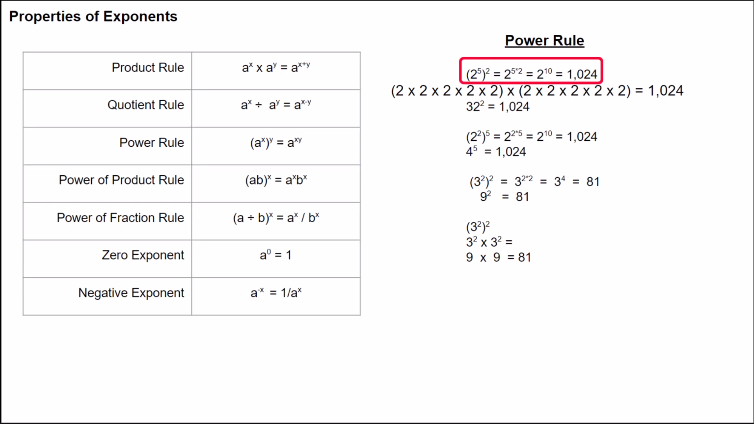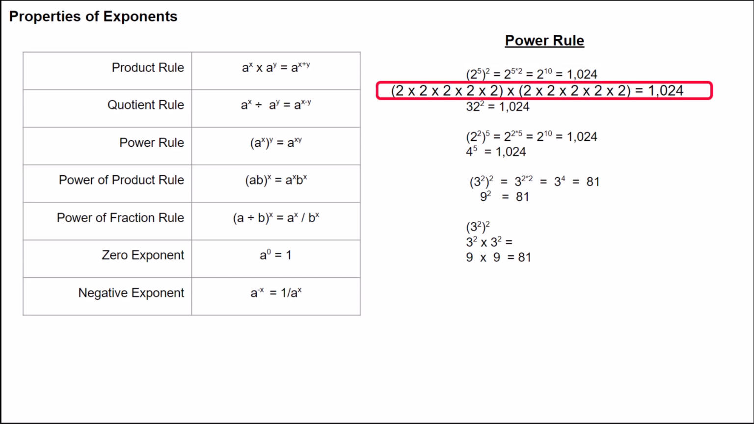Here, we have 2 to the 5th, and that entire thing is raised to the second power. The power rule tells us that this should equal 2 to the 5 times 2, or 2 to the 10th, which happens to be 1024. So let's do the same thing here, but we're really going to expand these out this time.